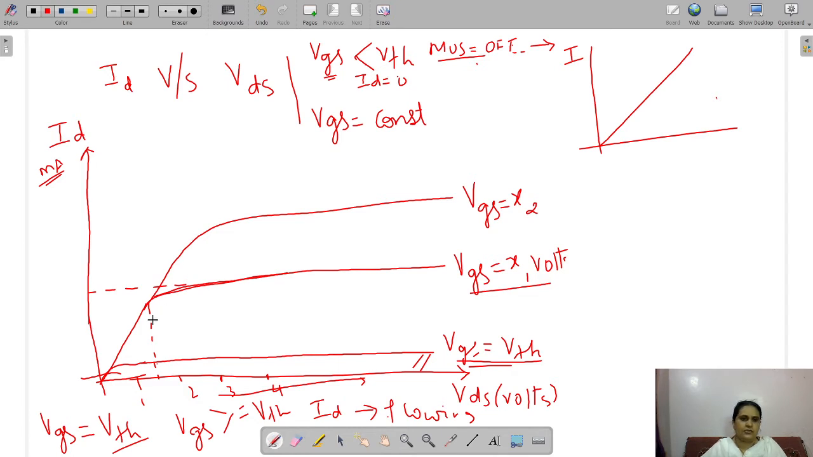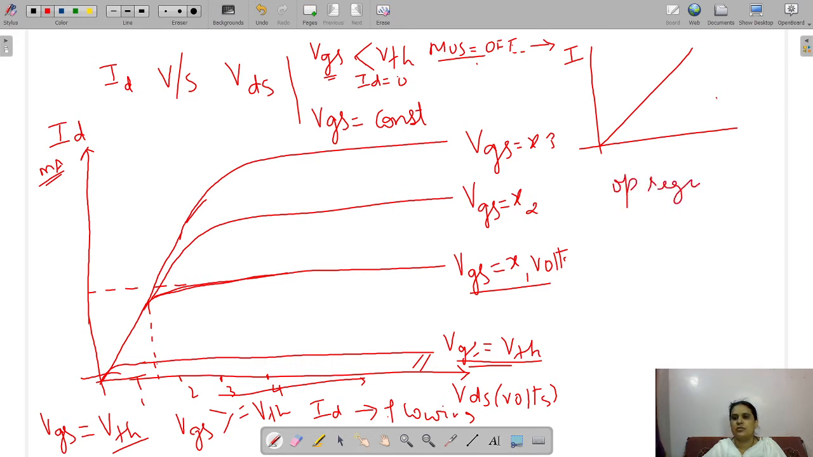Again, if I increase the value of VGS, I will get this characteristics. So from this characteristics, what are we going to study? We are going to depict or study that it will exhibit different operating regions of the transistor or the MOS devices. Let us come back to our slides.